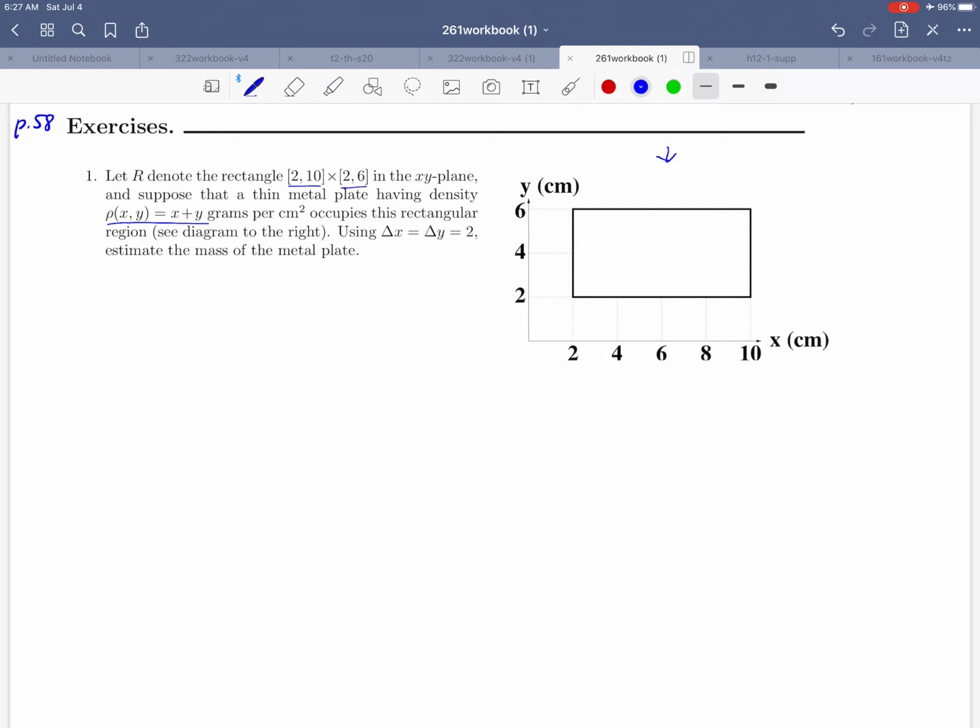They want us to specifically chop this plate up into little squares of size 2 by 2 and estimate the mass of the plate. Well, let's maybe first do the chopping so that we can picture that. Since they want us to chop into bits of 2, this is kind of what it would look like after we divide that into pieces.